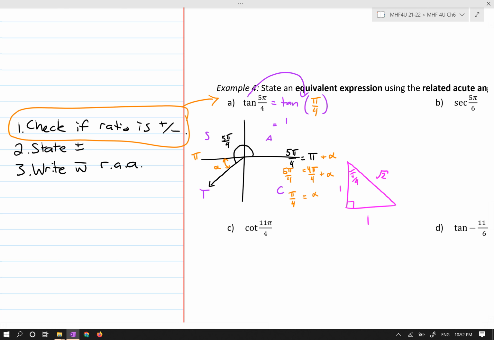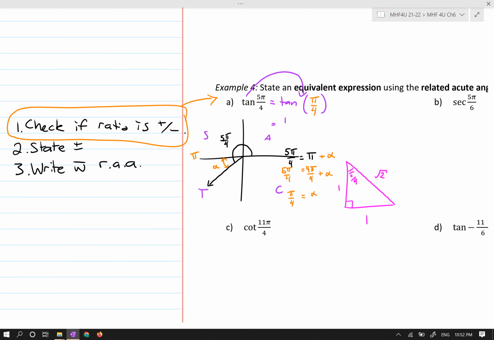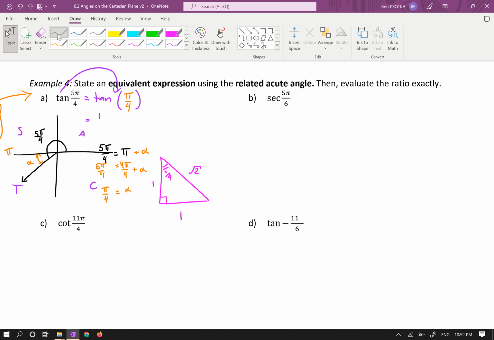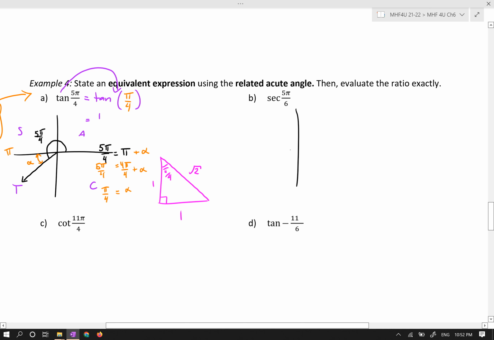It stayed positive in this case because we were working with tangent in the third quadrant. Let's try now the next one, the secant of 5 pi over 6. All right, well, we'll try that out. First, we need to make sure we sketch 5 pi over 6. All right, we know how to sketch something like that.